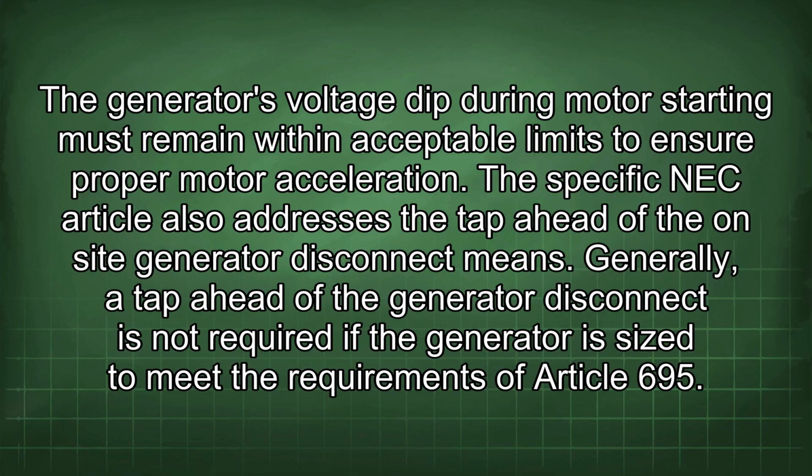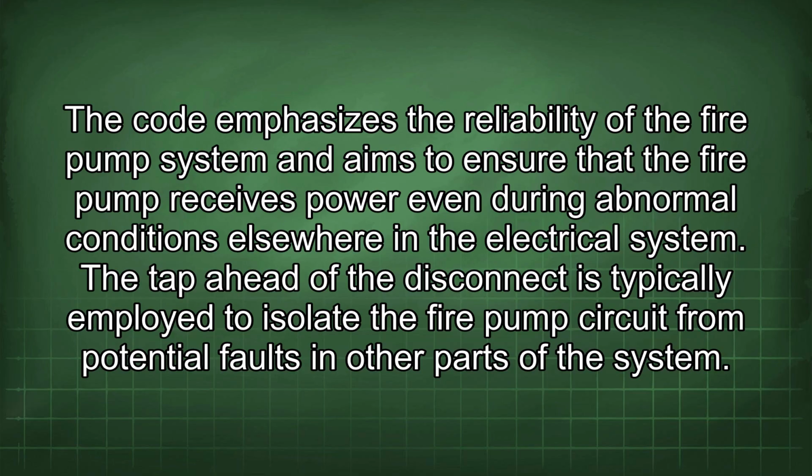The specific NEC article also addresses the tap ahead of the on-site generator disconnect means. Generally, a tap ahead of the generator disconnect is not required if the generator is sized to meet the requirements of Article 695. The code emphasizes the reliability of the fire pump system and aims to ensure that the fire pump receives power even during abnormal conditions elsewhere in the electrical system.